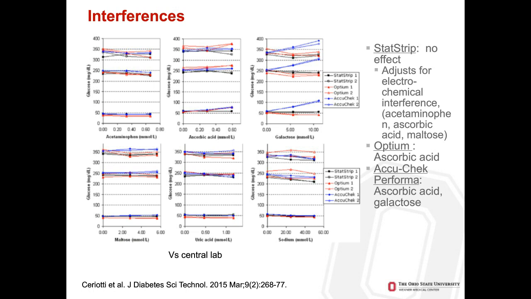For example, additional electrodes can be utilized to adjust for the chemical interference that can be associated with acetaminophen and ascorbic acid. And in this particular slide, there is a comparison of a number of different assay methodologies. So the StatStrip 1 and 2, you can see in the black here, has very little interference from either of these substances, and really minimal or no interference actually from other sugars and uric acid, for example, or sodium. A few of the other assay methodologies are affected by different substances. So both the Optium in this case and the AccuCheck were affected by ascorbic acid. And these are important considerations in patients who are getting high doses of ascorbic acid for whatever reason.